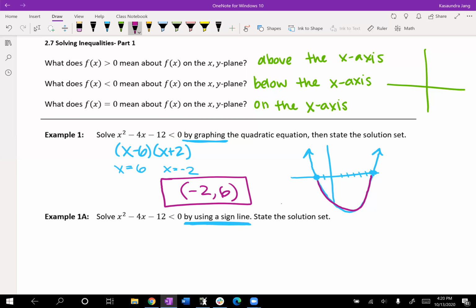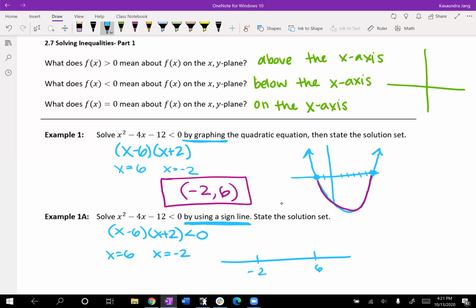All right, so I'm going to do the same thing, but with a sign line, basically like a number line. And I want to know which of those numbers are less than 0 again. So I'm going to factor this again. It's the same problem, so I still get x - 6 and x + 2. All right, and again, I want to know when it's less than 0. I know where it equals 0. It equals 0 at 6 and at -2. So on my number line, -2, 6.